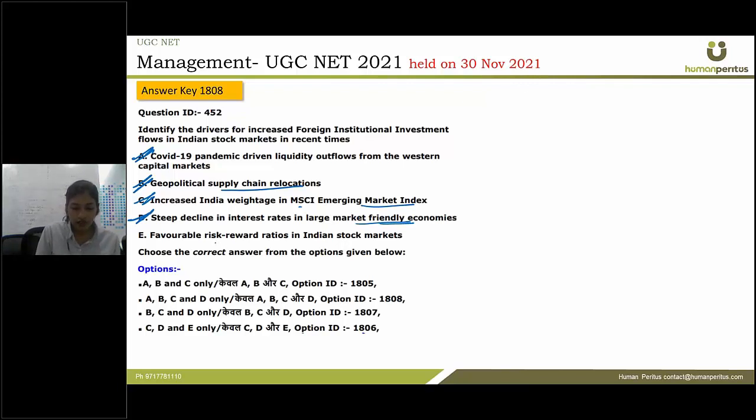Now next is favorable risk reward ratios. Now this can be a part of the reason why people are investing, but this is not a reason, because it is fluctuating. It is not fixed that India will always have a favorable risk reward ratio. It depends on the situation, it depends on the news, it depends on the market situation. So that's why it is not fixed, it is fluctuating. So we cannot say that it is the fixed reason for inflows. So this is not an answer.